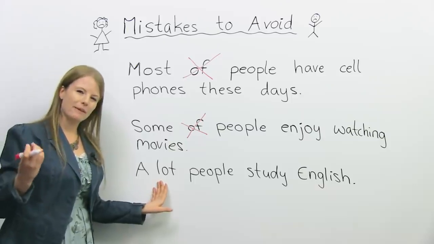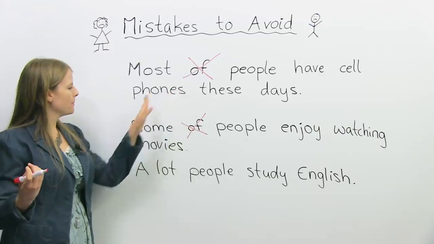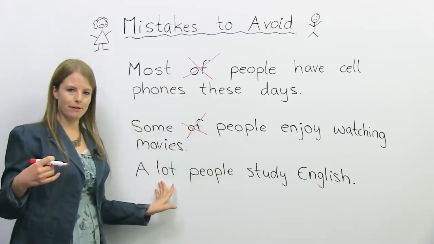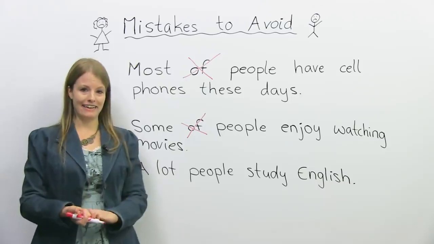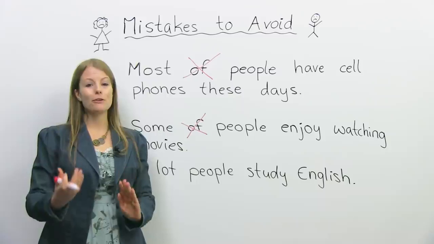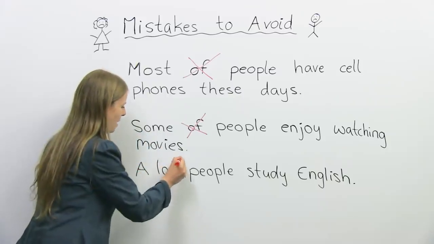Now here's where it gets a little bit strange. So we have the rule: most people, some people. Can we say a lot people? A lot people study English? No, that would be incorrect. With the word a lot, you do need the word of.